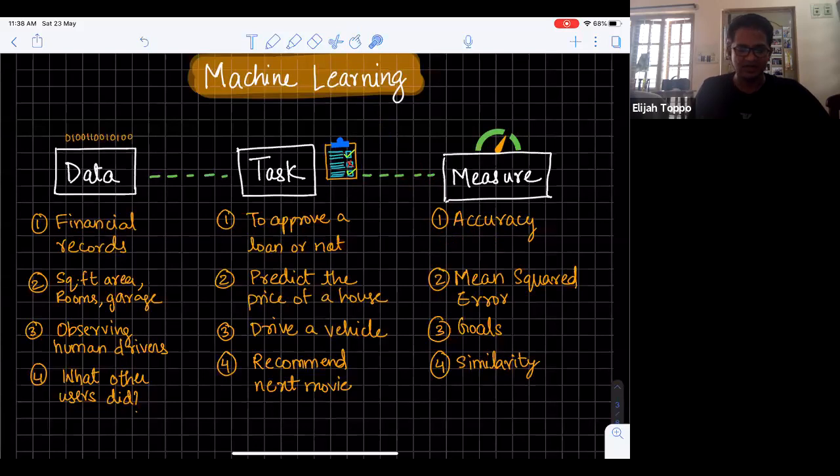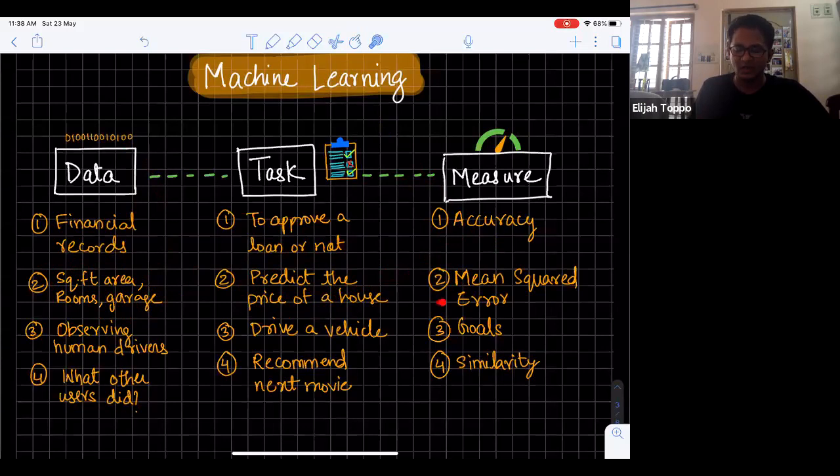Or let's say we have a different example where, for a house, we have the square foot area, the number of rooms, and information regarding the garage size. Using this information regarding real estate, are we able to predict the price of the house? Using lots of old data, are we able to predict the price of the house, and how do we measure if the price is right or not?